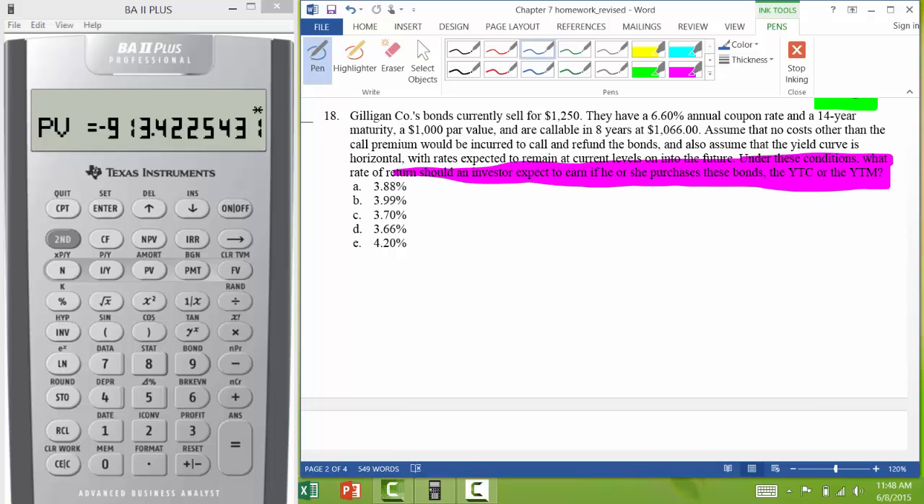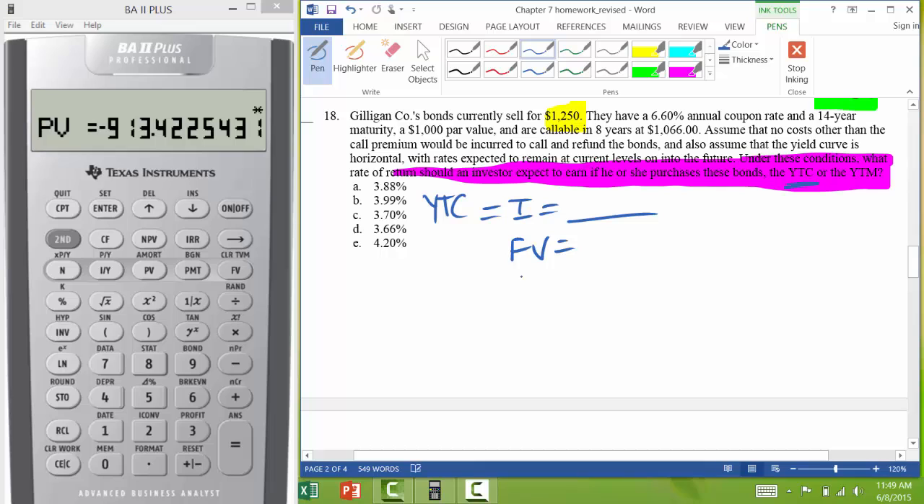So the way you know is that you look at the current bond price, and since it's currently selling at a premium, then you expect to earn the yield to call. Okay, so yield to call is what we should solve for. And so that's going to be the I that we're solving for.